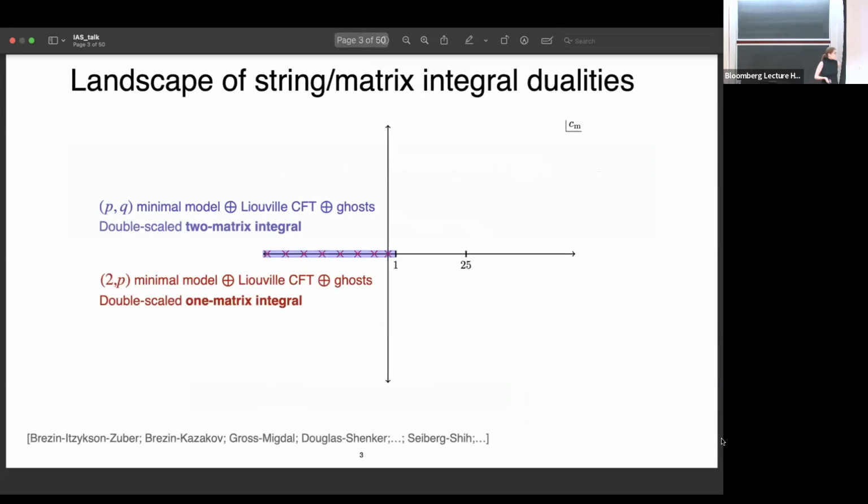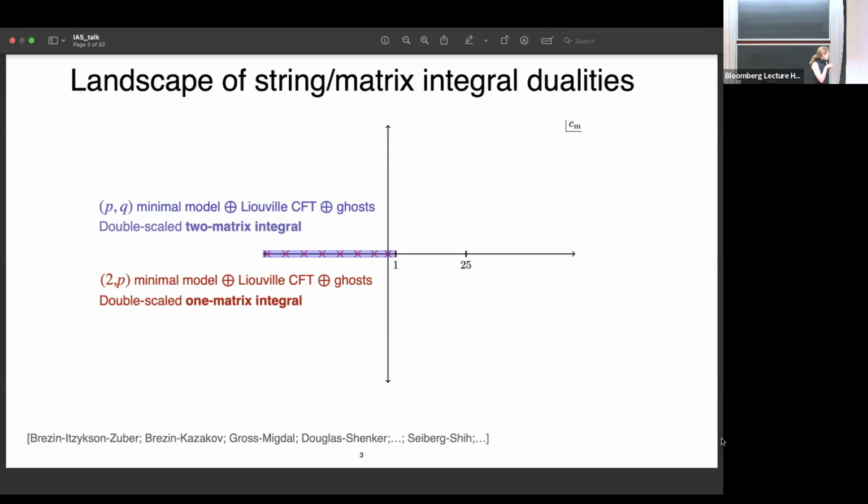And if you go back a few years, to the late 80s and early 90s, then this bunch of gentlemen over here took for the matter CFT a minimal model. A minimal model is a two-dimensional rational CFT. It's labeled by two co-prime integers. Do I have a pointer here as well? Oh yeah, wonderful. So for the matter CFT, they took a minimal model labeled by these two co-prime integers. For example, the Ising model is the 3-4 minimal model.